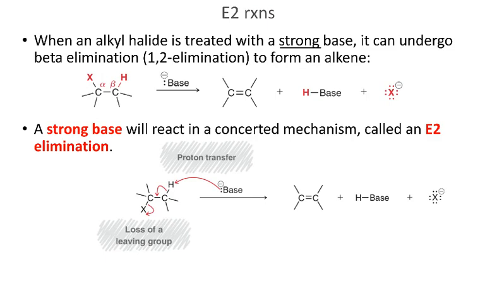So we have a proton transfer where our strong base is stealing the hydrogen, and at the same time we have the loss of a leaving group. And the electrons that form the carbon-hydrogen bond, those become a double bond between the two carbons that are losing the halogen and the proton.